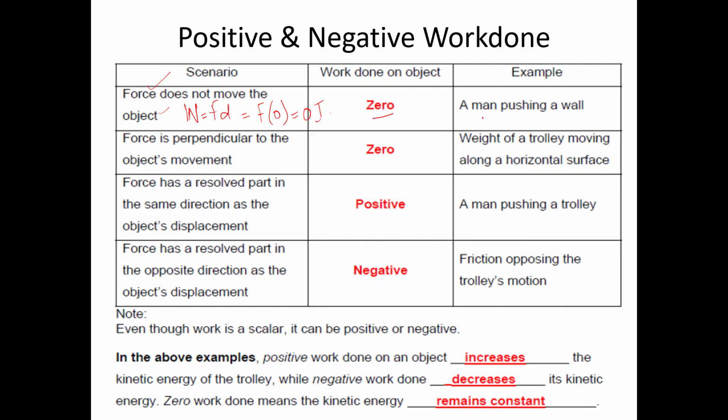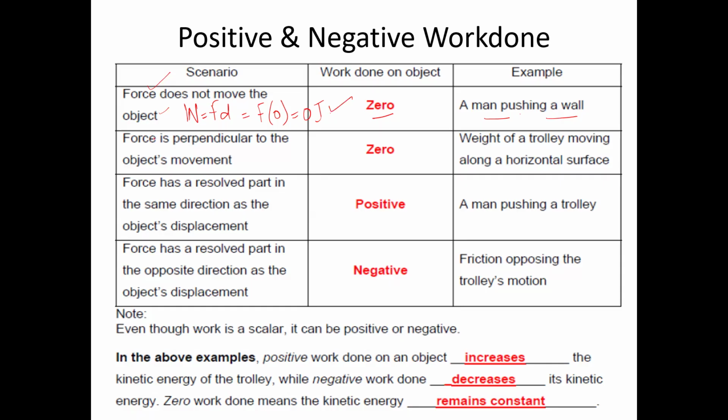What is an example of this? Let's say a man is pushing a wall. When any person is pushing a wall, you can see that force is applied, but no distance or displacement has been covered. So we can say work done in this case will be 0 joules.